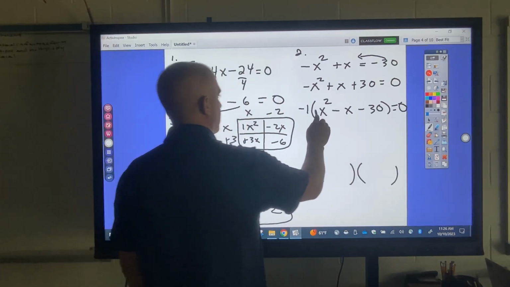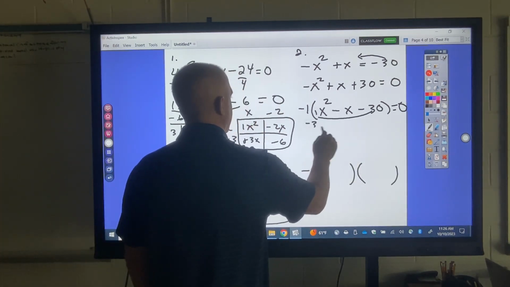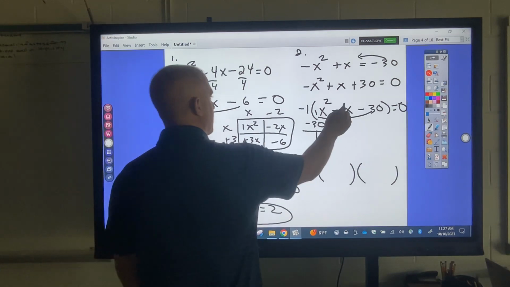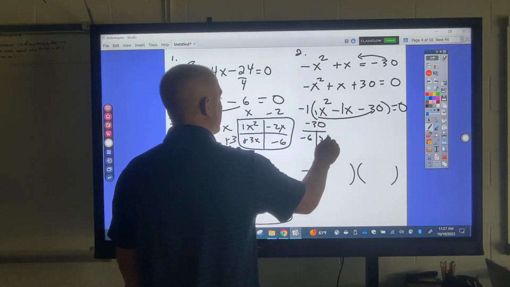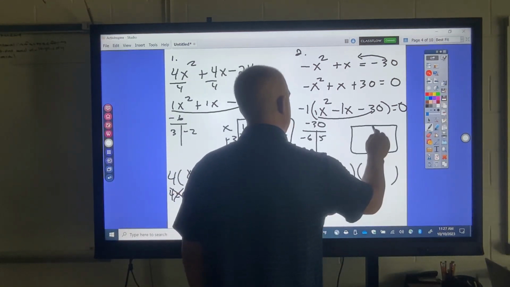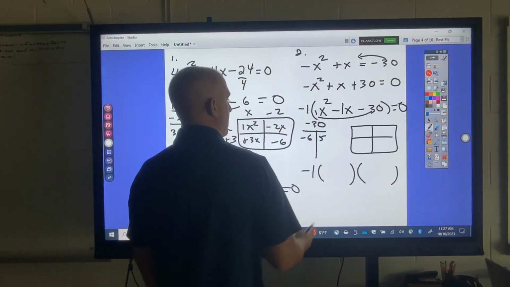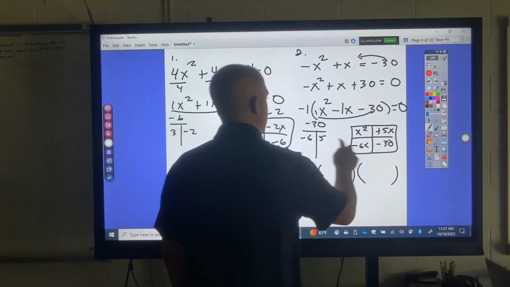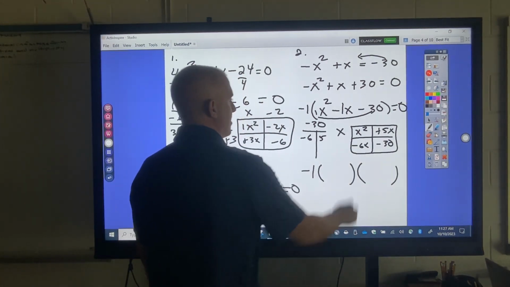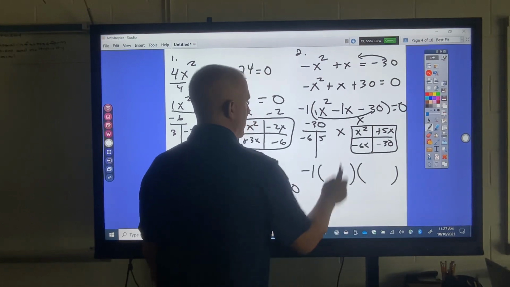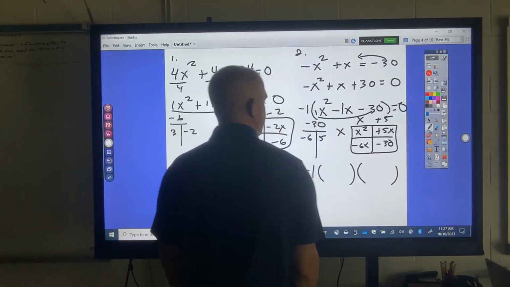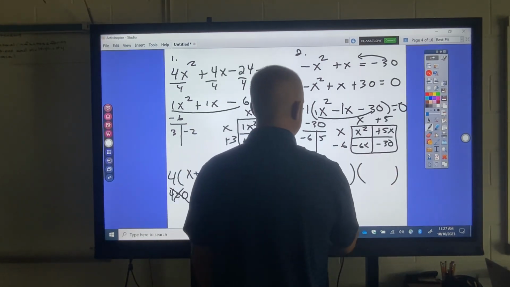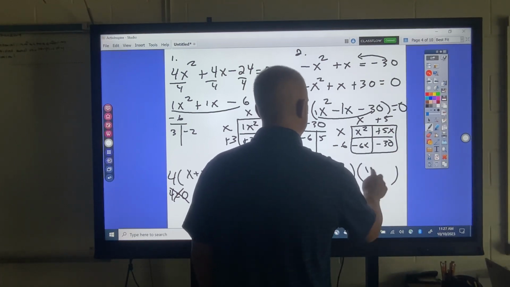Then I got 1 times negative 30 is negative 30. Factors of negative 30 that would add up to negative 1 would be negative 6 and 5. So I got x squared minus 30 minus 6x plus 5x. The greatest common factor of that is that. X times x would give me x squared. X times 5 would give me this. X times this gives me this. That's x minus 6, x plus 5.